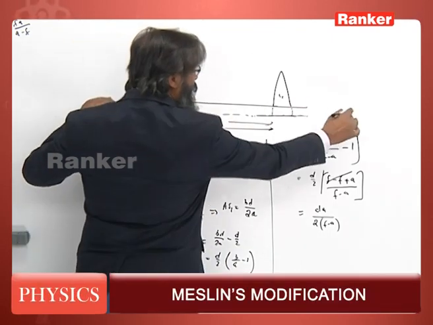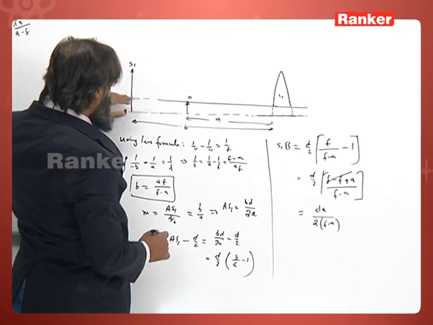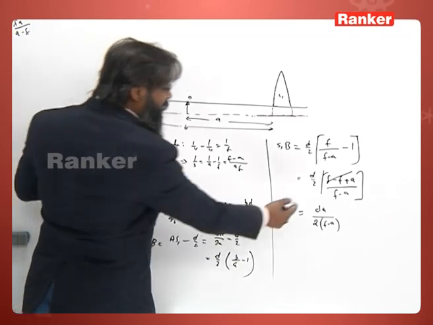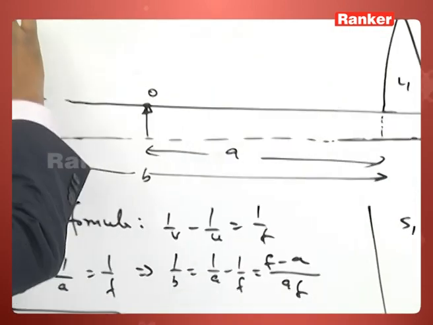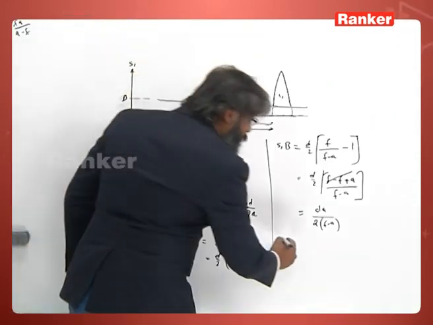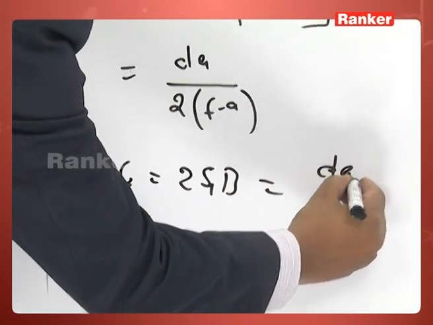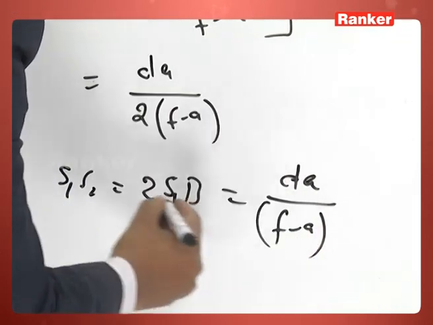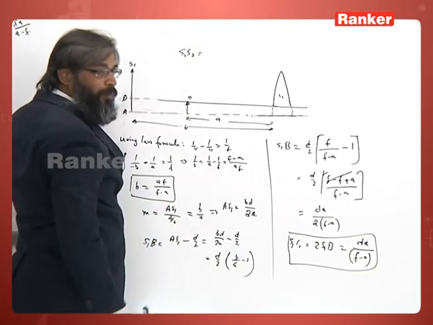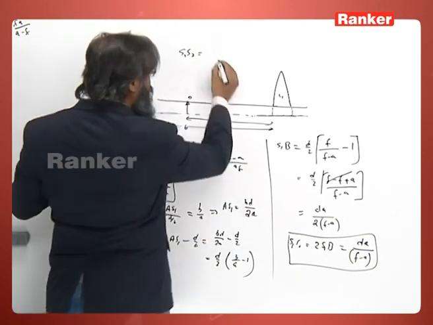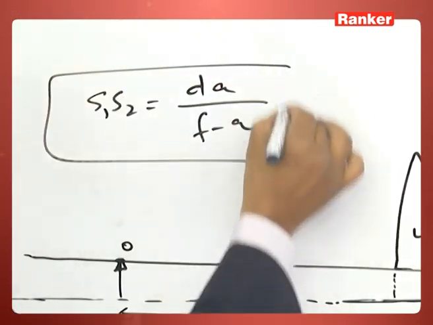So, this is my axis and S1B is above the axis, S1 is at this distance. So, similarly there is S2 here because of the lower part. So, S1S2 is 2 times S1B, that is equal to dA by F minus A. This is S1S2, we got the distance between the two sources as dA by F minus A.